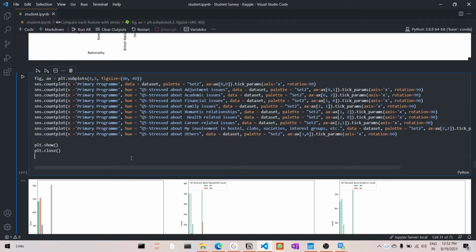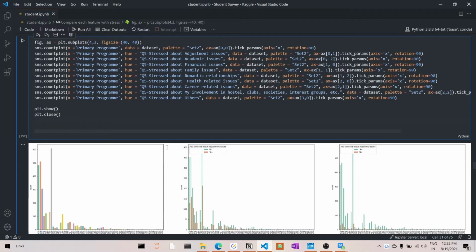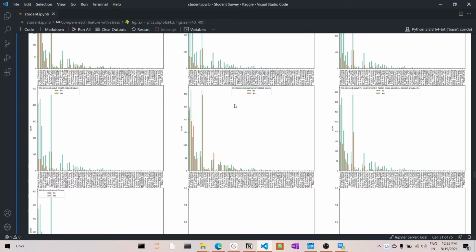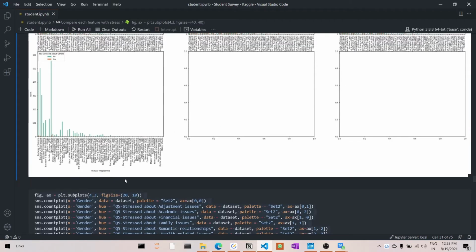Then we are going to compare the primary program feature with different stress. So we have different programs. For example, we can see here under this category Bachelor of Art, the stress count is more. Then followed by Bachelor of Engineering, and then Bachelor of Science, followed by Business Admin. Then you can see the stress related to career. So you can see this count is too high when it comes to the Bachelor of Art. Similarly, you can see the different questions about stress and our feature.